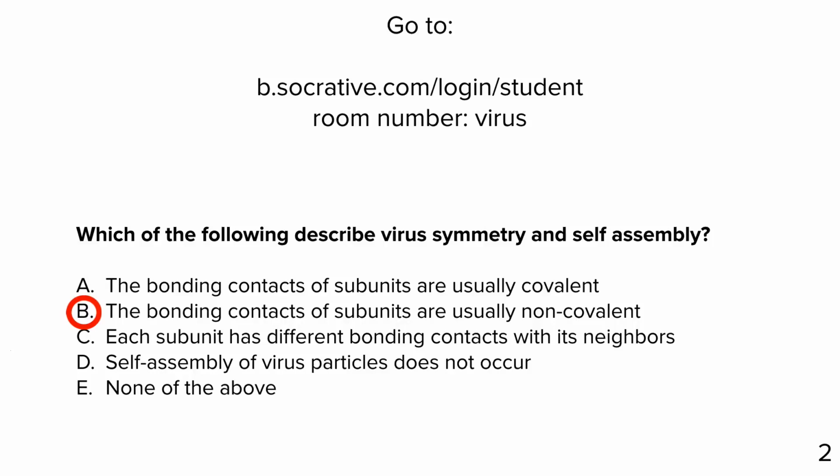And everyone did pretty well. No one picked C, D, or E, which is good. A few people picked A, the bonding contacts are usually covalent. They're not. If they were covalent, the particles would never come apart again. So think of it that way. In order for the particle to be metastable, the bonds have to be non-covalent.